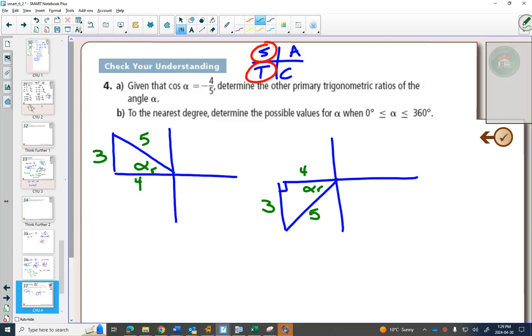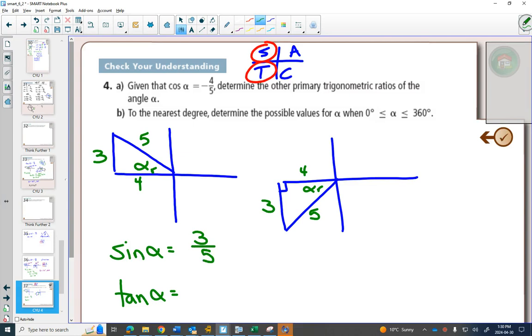So the question in part A, it says, determine the other primary trig ratios. So for example, they want us to find out what sine alpha is, and what tan of alpha is. If you look at your reference angle, does it make sense that sine is the opposite side over the hypotenuse? Does it matter which one I look at? You see that the opposite is 3 on both of them, and the hypotenuse is 5 on both of them. So it's going to be 3/5 as far as numbers go.